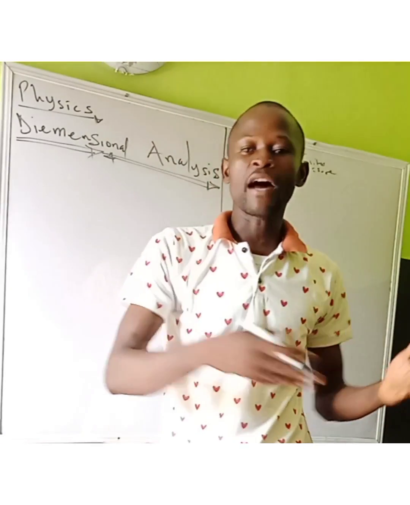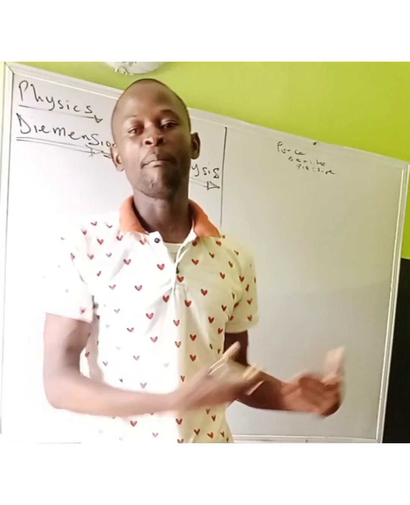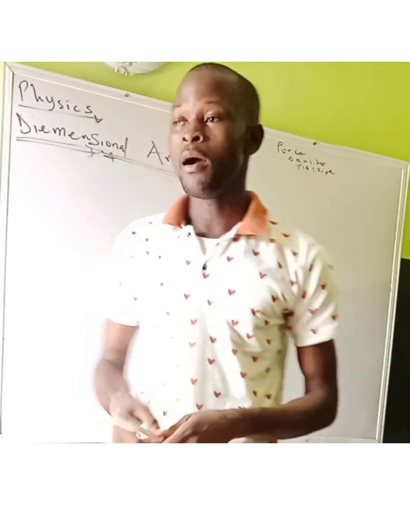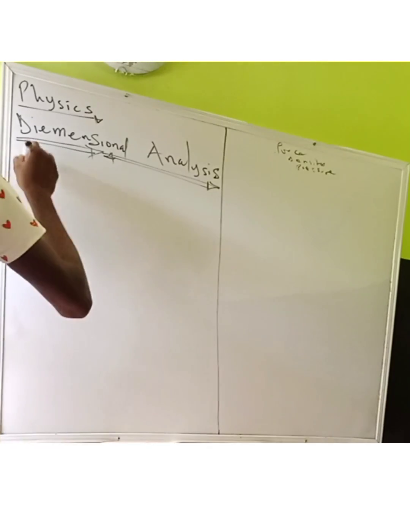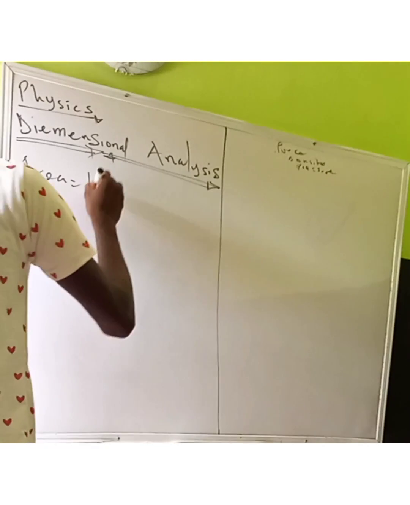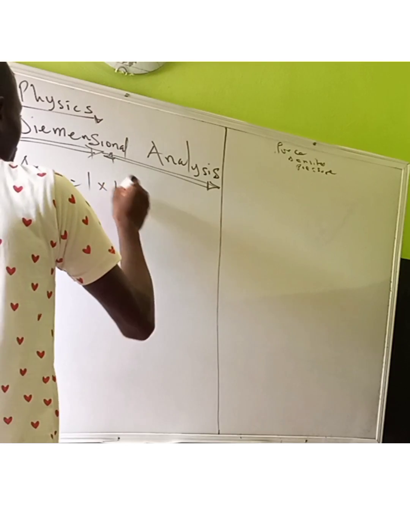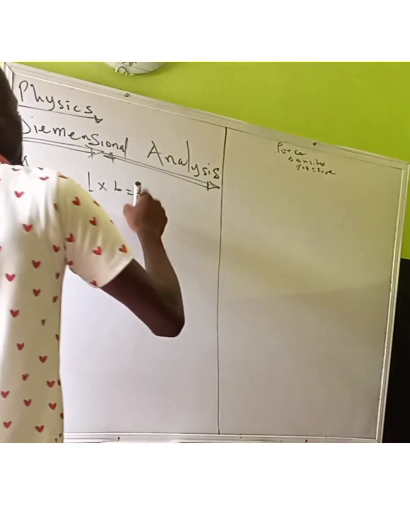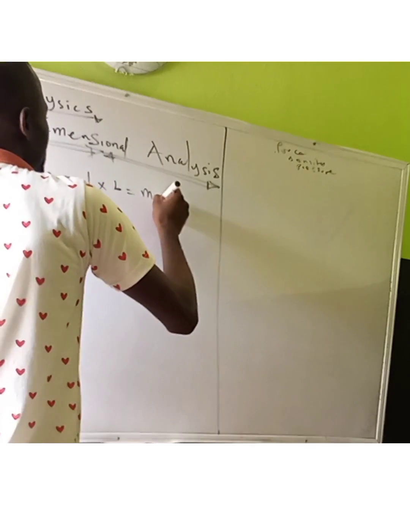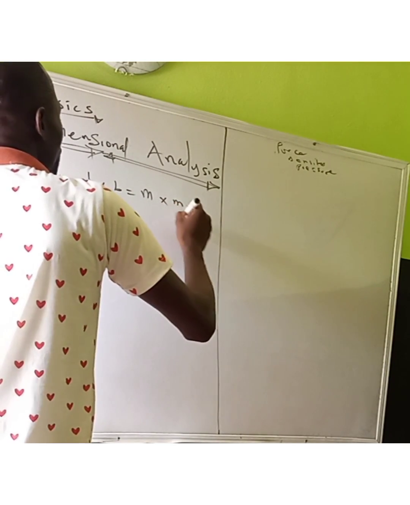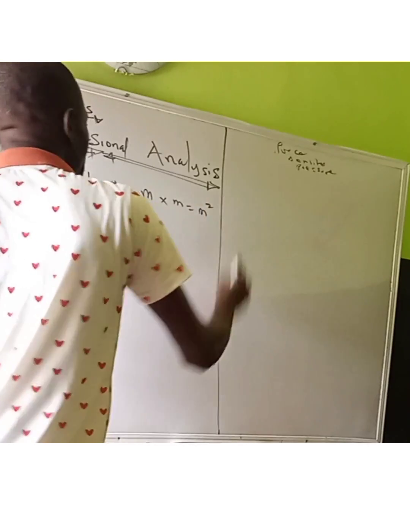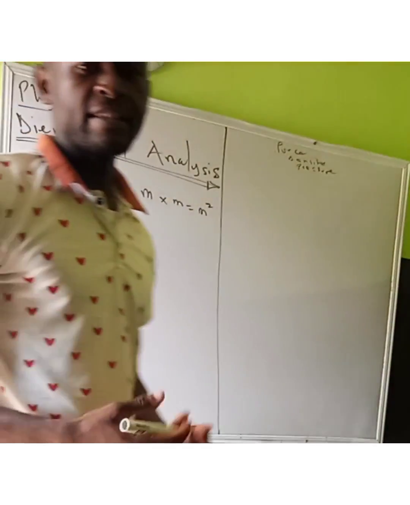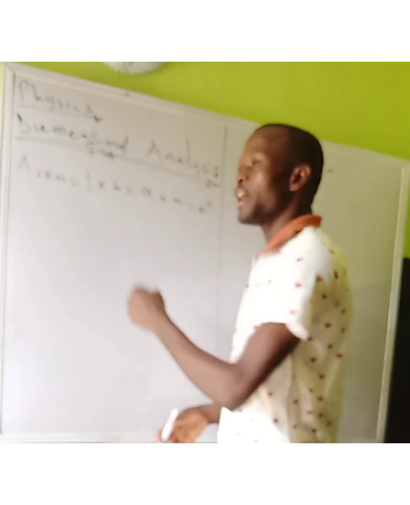Derived quantities are those quantities that depend on fundamental quantities for their derivation, like area, because you know that area is length times breadth. Area is dependent on length measured in meter and breadth measured in meter to give you meter square. That is the derivation for area. But we are not looking at that. We are trying to look at dimensional analysis.